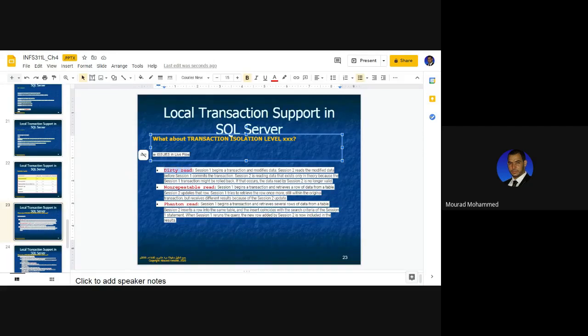Dirty read, non-repeatable read, phantom read. Now you know what they are, you know when they can happen, and you know why they might happen. What they are, when and why they might happen. Those questions, you have to know the answers now. You can answer them and you have to answer them.